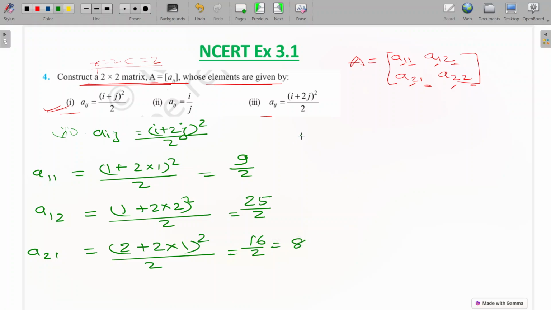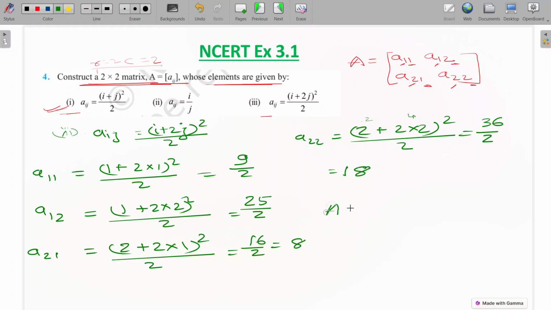Now again A22. Put the values of both i and j as 2. (2 plus 2 into 2) whole square again by 2. It's like 2 plus 4, which is 6. 6 square is equal to 36. 36 by 2 is 18. So this A22 value is 18.